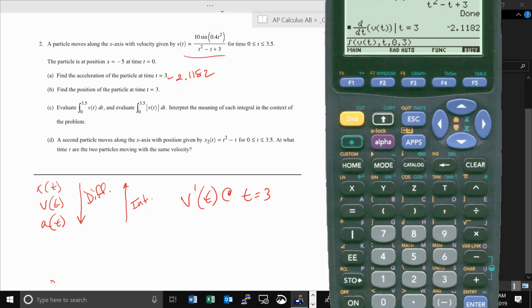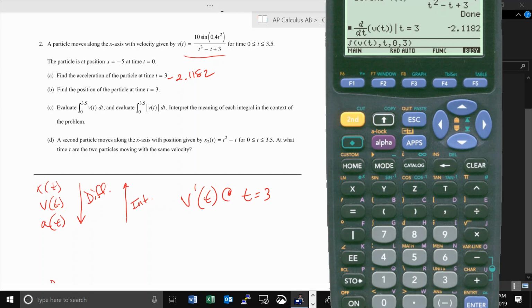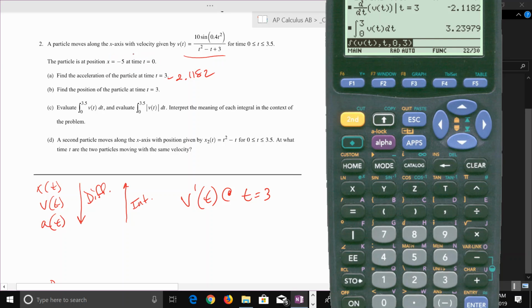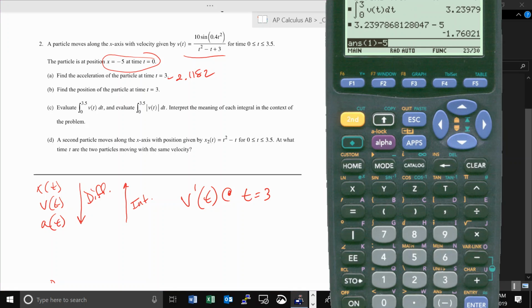Yeah, I've already defined what v of t is. Now remember, the answer I get, is that going to be my final answer? No, because what's the original position? At time equals 0, it already has an initial position of negative 5. So I got 3.2397, right? So there's my integral right here. So now I just simply say minus 5. That's the answer.